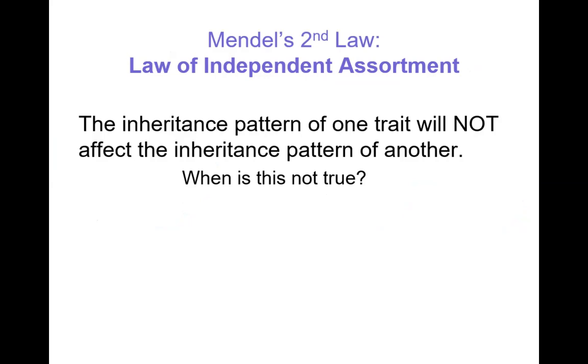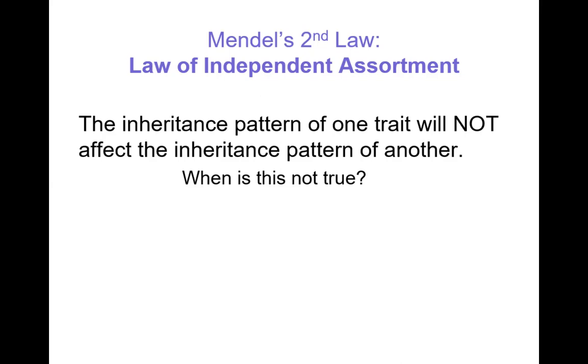Okay, what about the second law that he proposed? He proposed another law called the law of independent assortment. What he says is that the inherited pattern of one trait, whatever that body trait may be, will not affect the inherited pattern of another one. So I could get a dominant allele for eye color, but I could get another gene that codes for being short. Just because I get a dominant allele for eye color doesn't mean I have to get a dominant allele for my body height. And I think you understand that.